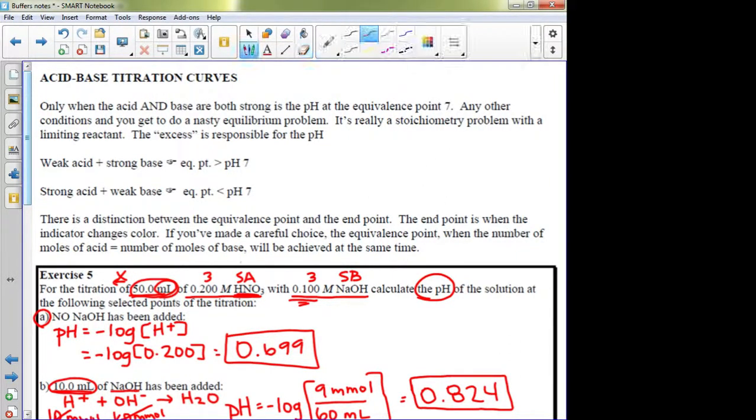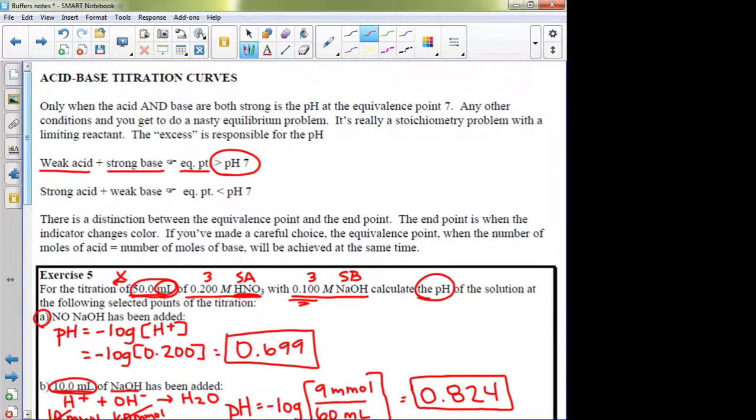Your second titration, we're going to titrate a weak acid with a strong base. Now remember, when we compare a weak with a strong, who always wins? Strong. Strong always wins. So this time, when I get to the equivalence point, should I expect my pH to be 7? No. I should expect my pH to be greater than 7 because I've got a strong base. So it's going to win the battle.